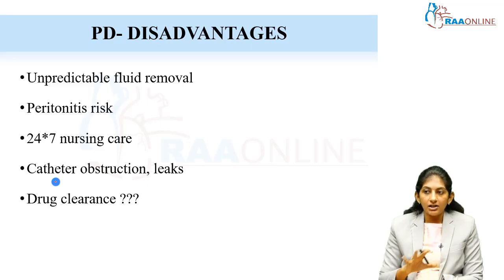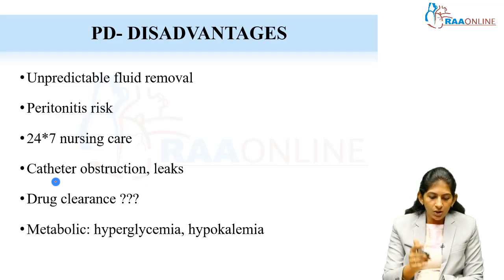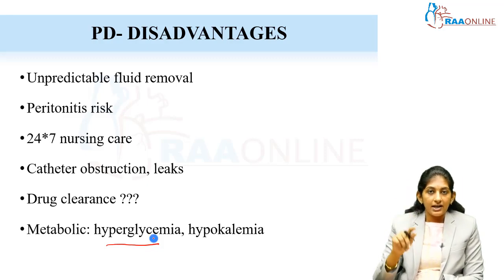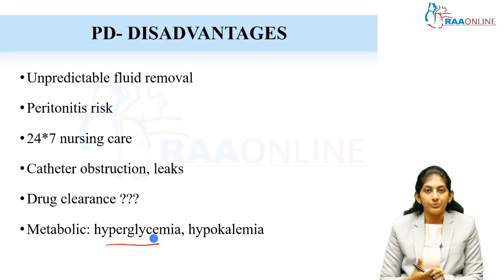So for a hemodynamically unstable septic child with raised ICP, PD can be initiated even in the wards. That is the advantage, but the fluid removal and the solute or drug removal especially can be very unpredictable. One more is hyperglycemia, because the dialysate fluid that we are going to give inside the peritoneal cavity is a glucose based solution. So it will cause hyperglycemia, and frequent monitoring of random blood sugar is very important. It can cause hypokalemia also.